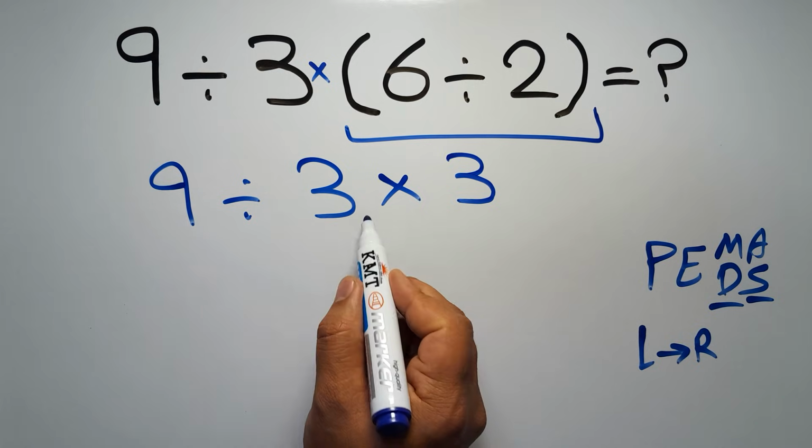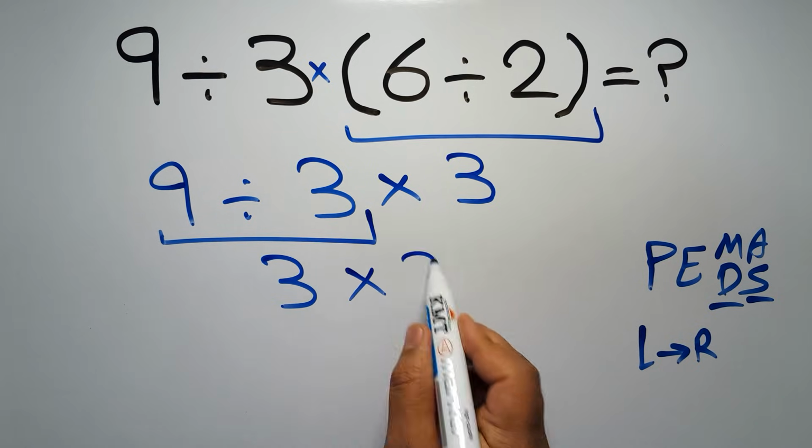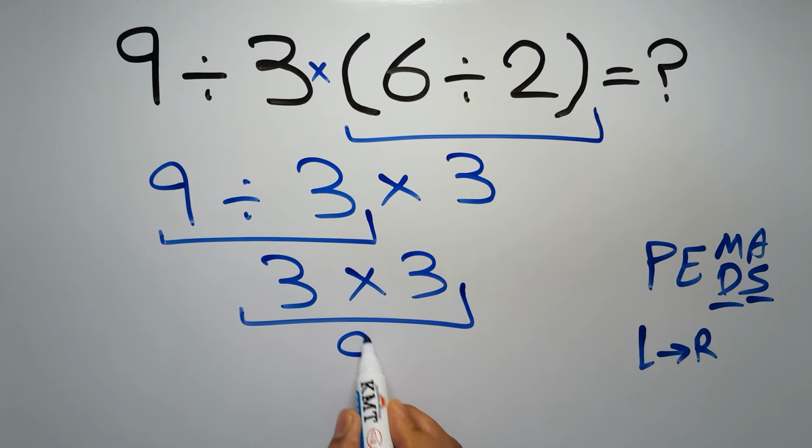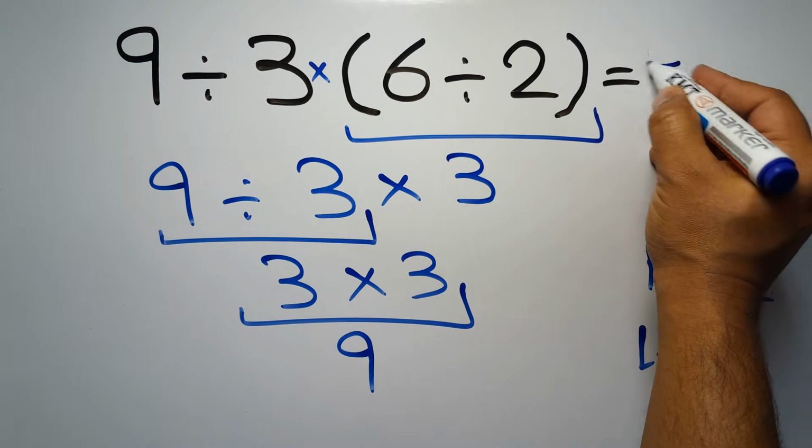9 divided by 3 is just 3. And 3 times 3 gives us 9. And this is our final answer to this problem. The correct answer is 9.